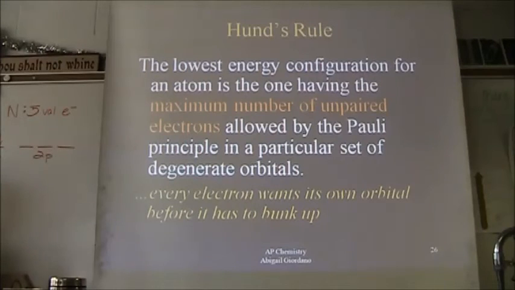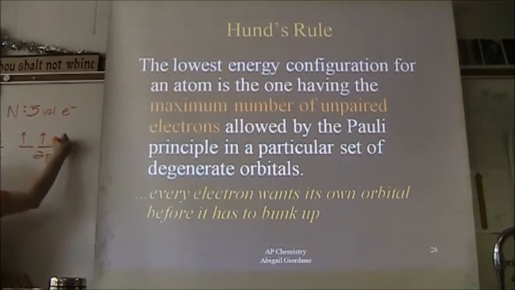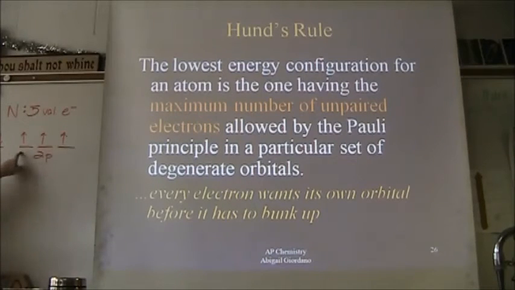This is the essence of Hund's rule right here. Up, up, up. Every electron wants its own orbital, that's what these lines represent, before they have to start sharing. For those of you that have siblings, I don't think I have to explain this to you. We all want our own space. We are a selfish society. If we have the option to take our own space, we're going to take it. We do not like to share.